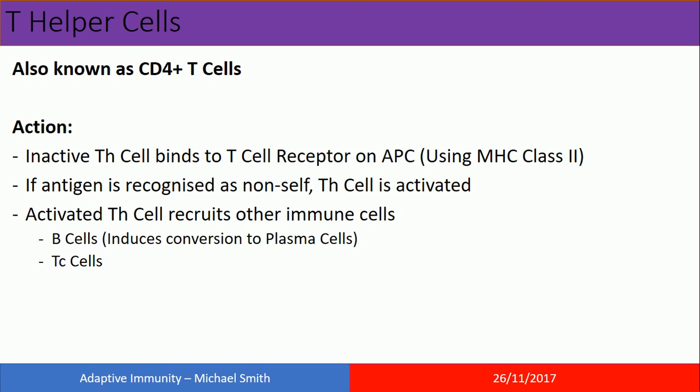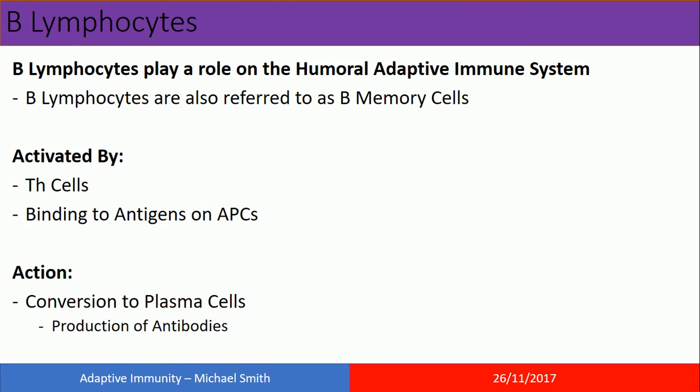And the T helper cell then has a role of releasing various molecules in order to activate the B cells and recruit them to come over towards the antigen. And this will also convert our B cells to our plasma cells, which I'll talk about in a moment. And it also helps to recruit our cytotoxic T cells, and then that makes it more likely that the correct cytotoxic T cells will become activated.